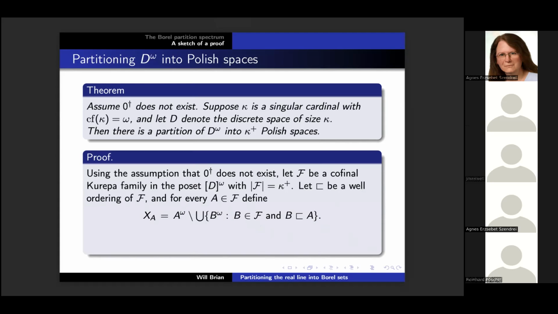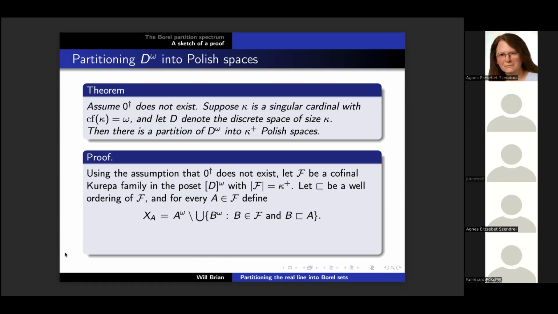What do we do with it? Well, first we well order it. We fix an arbitrary well ordering of this family. And then for every set A in the family, we're going to define X sub A to be exactly this. So we look at A to the omega power. A is a subset of D, so A to the omega is a subspace of D to the omega. We look at A to the omega, and then we take away from it the union of all B to the omegas, such that B is also in our cofinal Kurepa family, but it precedes A in our well ordering. Okay, fine. So what I'm going to argue is that this is the partition of D to the omega into kappa plus Polish spaces.